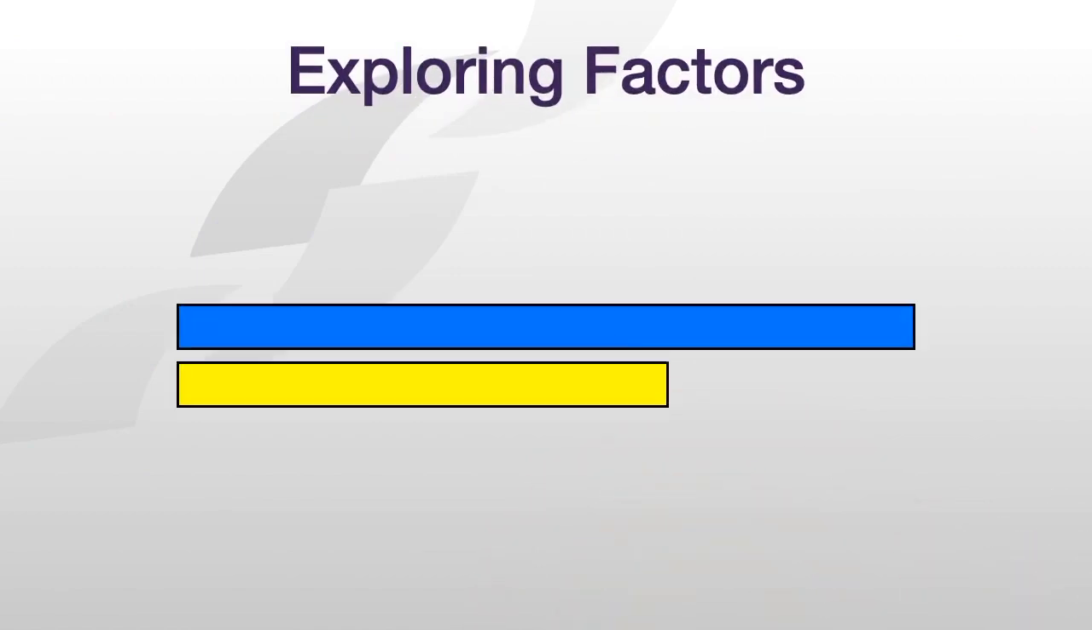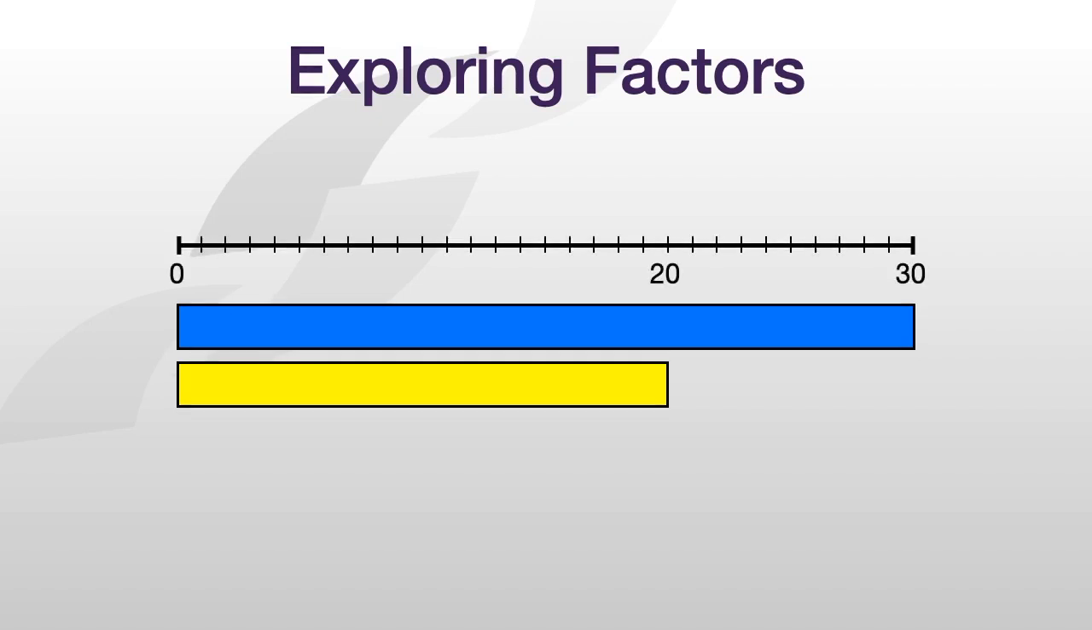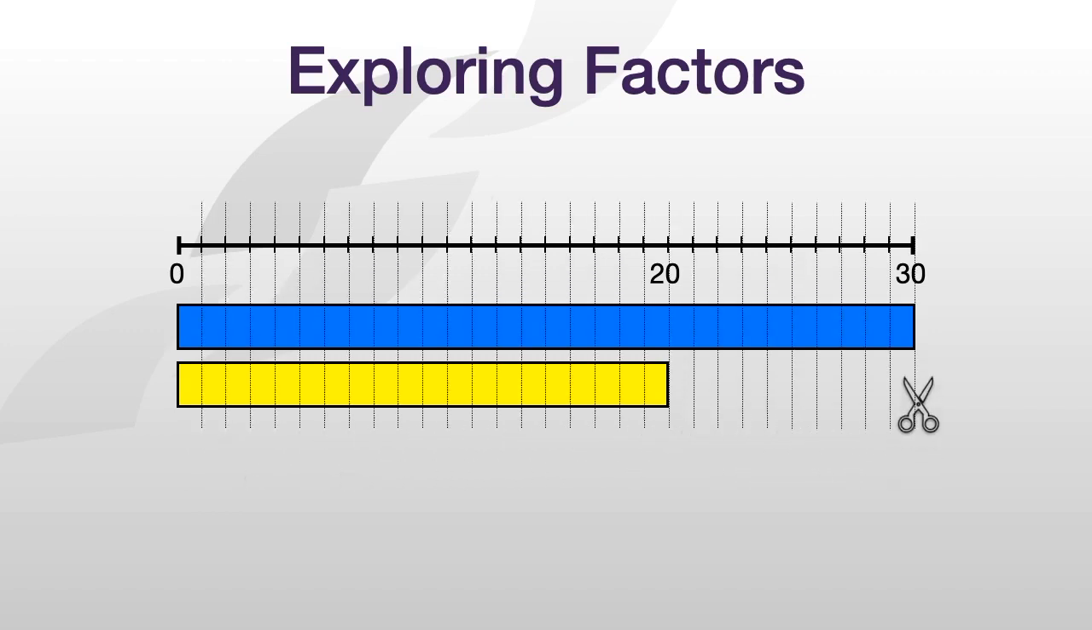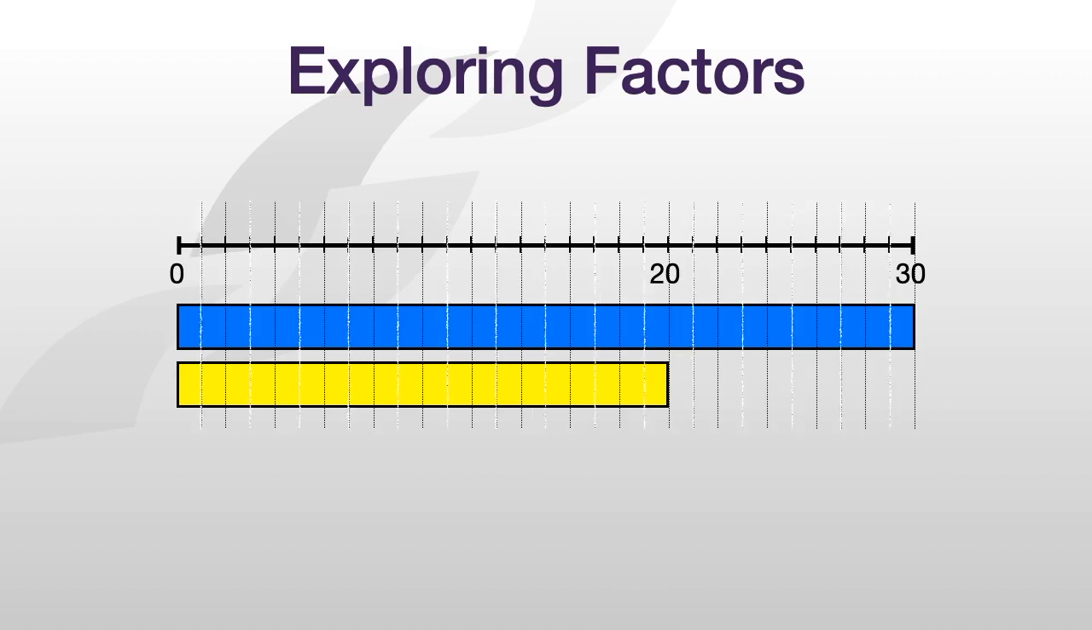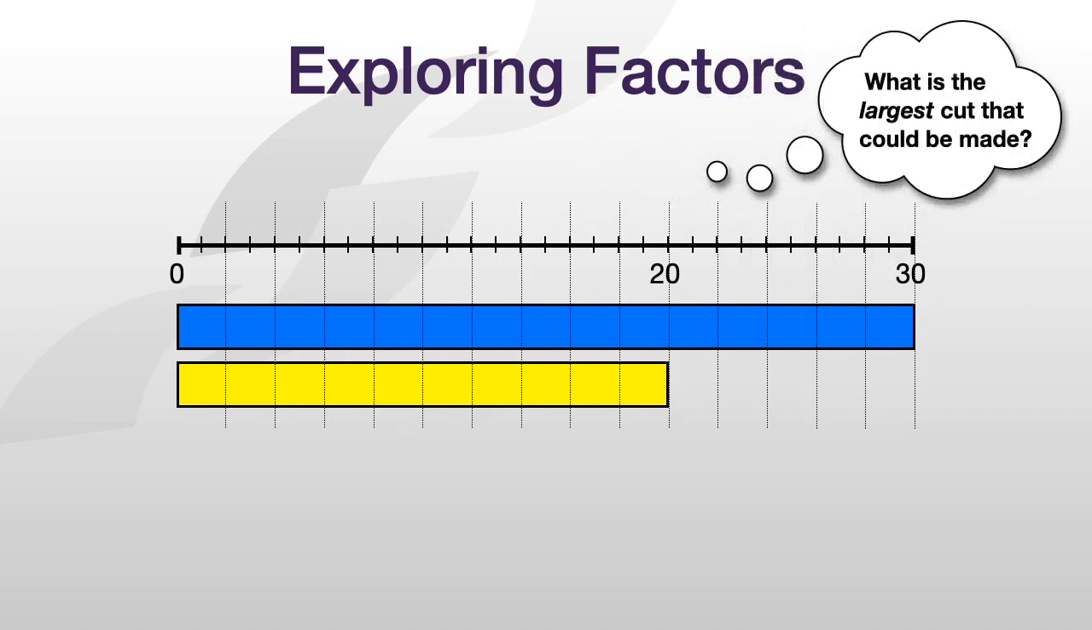Two ribbons, blue and yellow, measure 30 and 20 centimeters long, respectively. The two ribbons must be cut into smaller pieces of equal length. For example, each ribbon could be cut into 1 centimeter pieces. Or each ribbon could be cut into 2 centimeter pieces. What is the largest cut that could be made?